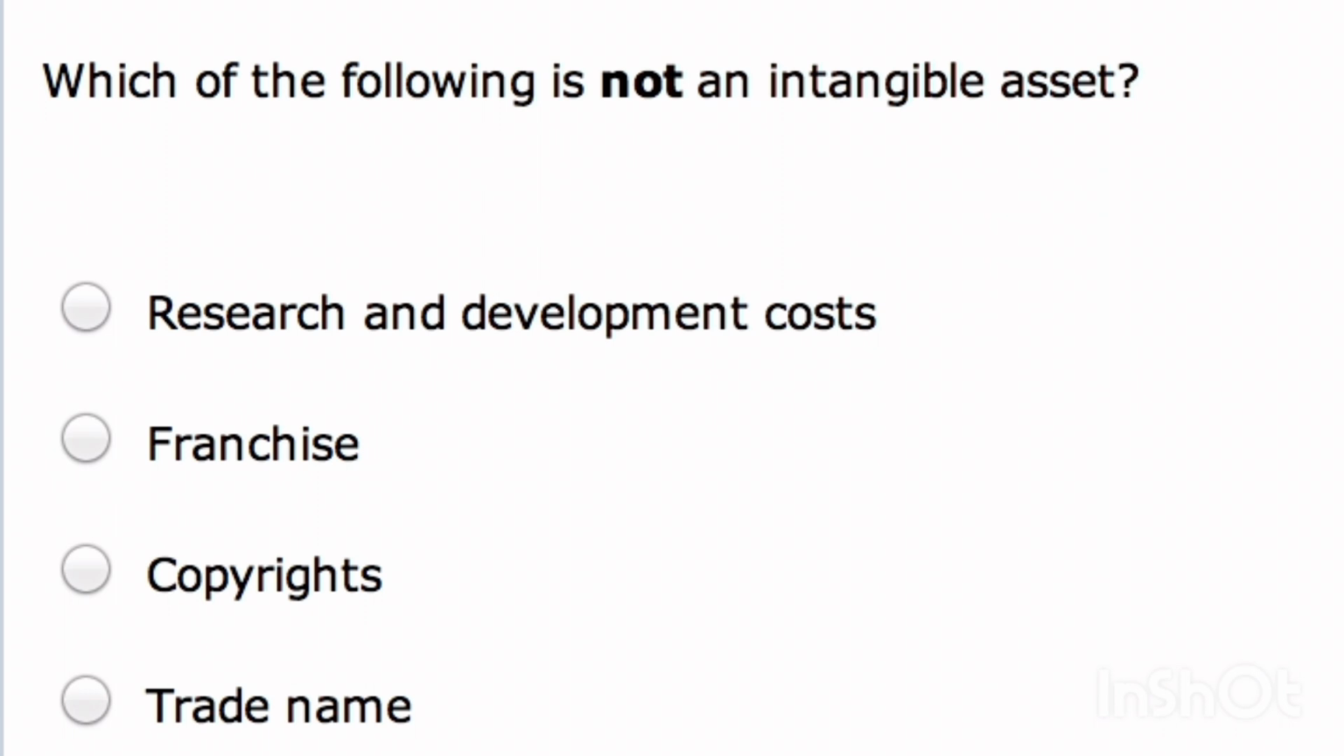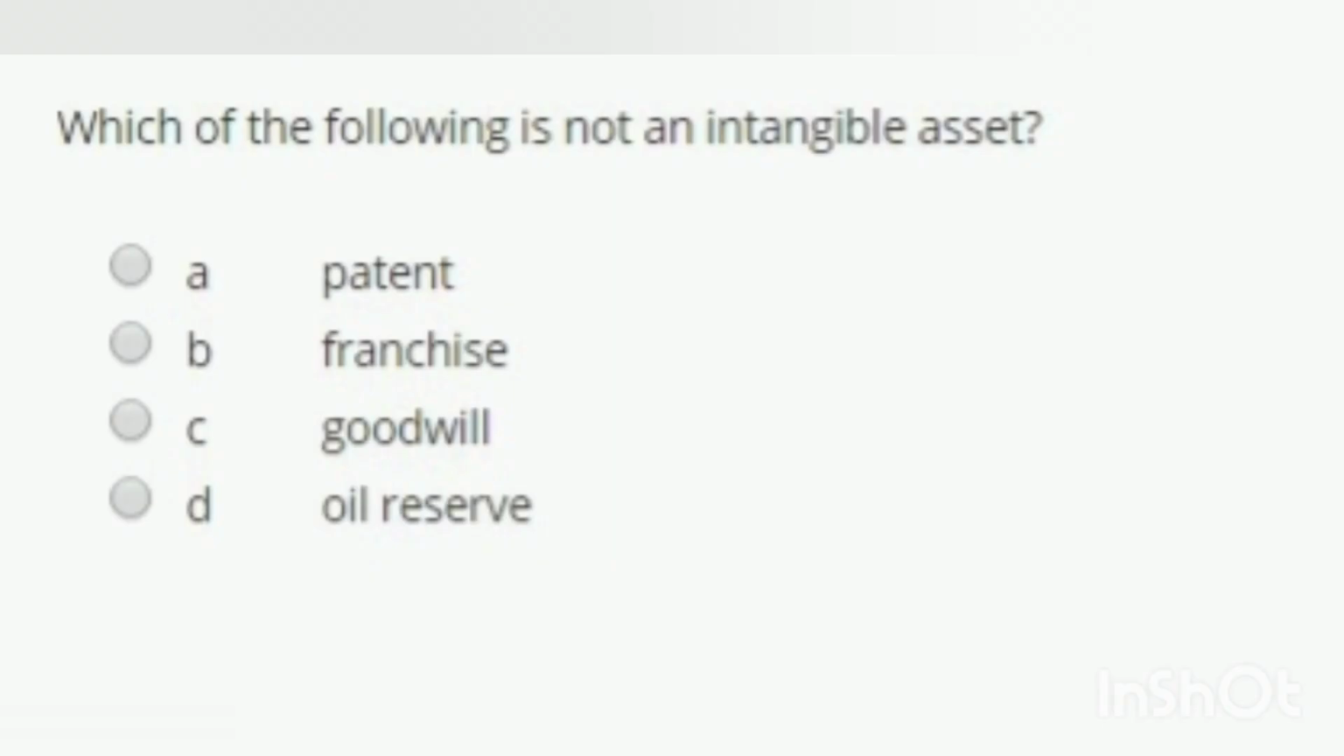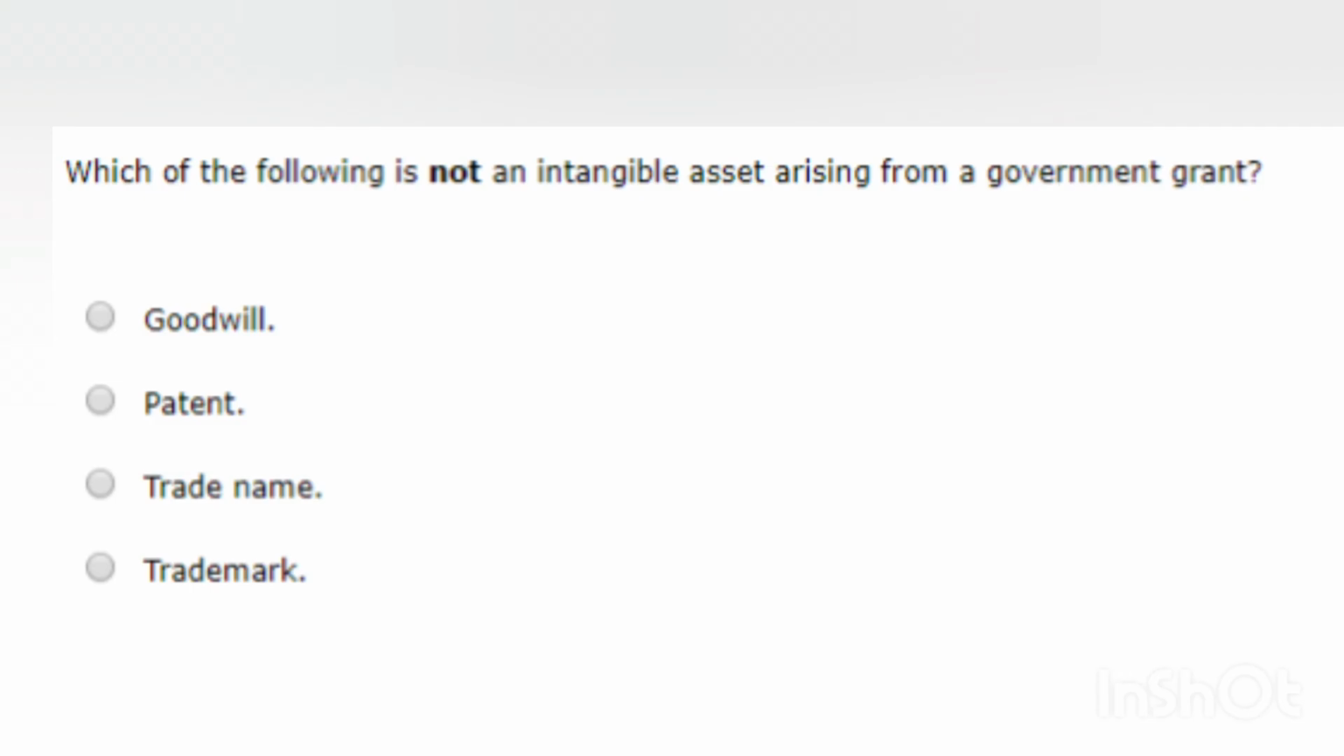Second question is, which of the following is not an intangible asset? A. patent, B. franchise, C. goodwill, D. oil reserve. Now third question is, which of the following is not an intangible asset arising from a government grant? A. goodwill, B. patent, C. trade name, D. trademark. Now give the answer in the comment section and I will provide you the answer in the next video.